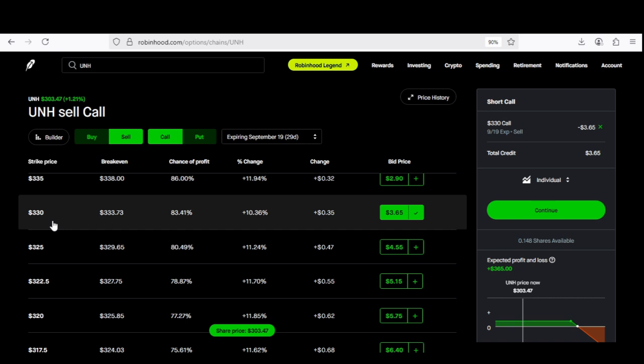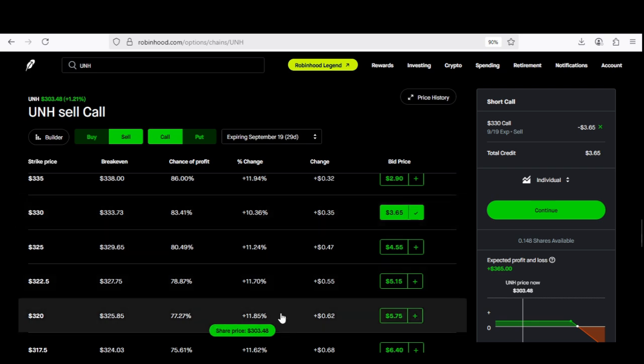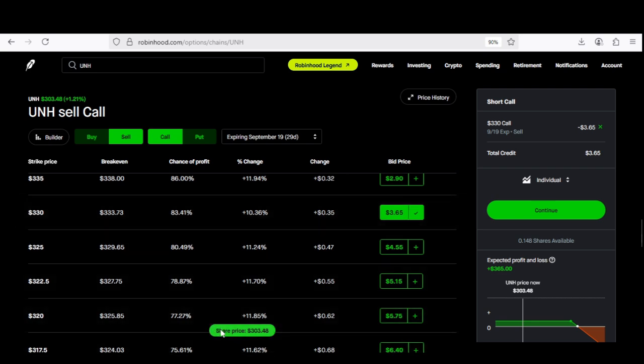Now, let me show you another exit strategy. If the share price does go past your 330 here and your leaps are in danger of being assigned, do not worry. Let me show you why you don't worry. You're still going to be making money. In addition to this money you get to keep, you're going to be making the difference between your 330 here and your 303 right here. So that's going to be around $27.